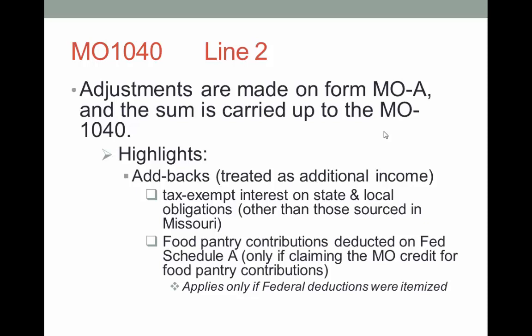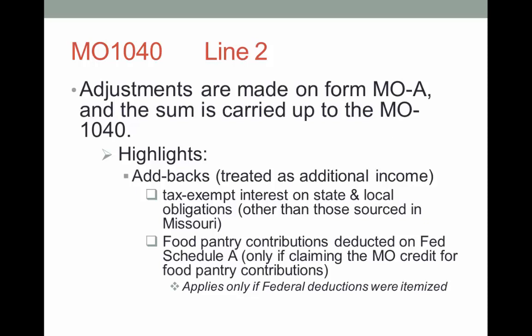There's also equally a chance that they won't carry it through because TaxSlayer is not the best software in the world. So you want to make sure that you check your MO-A when you're finished to make sure that this tax-exempt interest from state and local obligations is showing up on there and is adding back. Again, we don't have a lot of people that have this type of adjustment, but it could happen.